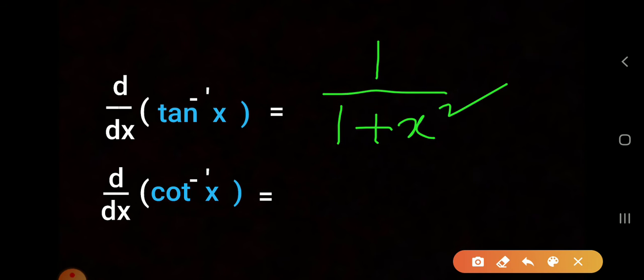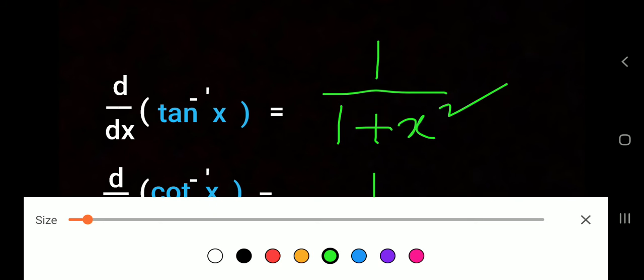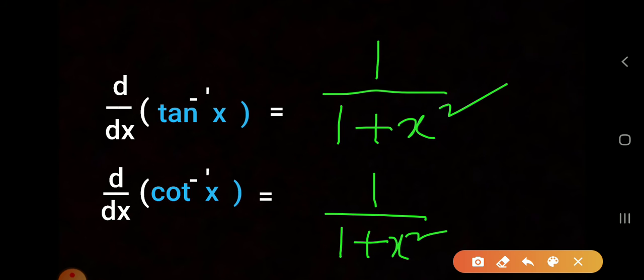So what about cot inverse x? Cot inverse x is the same, 1 by 1 plus x square, but again it starts with C, so you should keep a minus: minus 1 by 1 plus x square. This is the difference between tan inverse x and cot inverse x, just a sign difference, plus and minus. The derivative of tan inverse x equals 1 by 1 plus x square, and the derivative of cot inverse x is minus 1 by 1 plus x square.